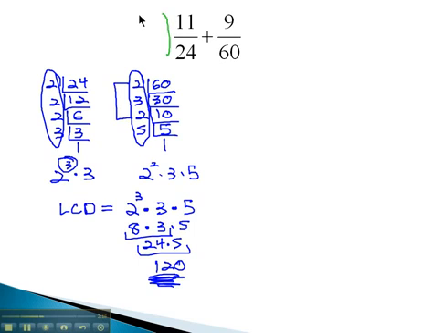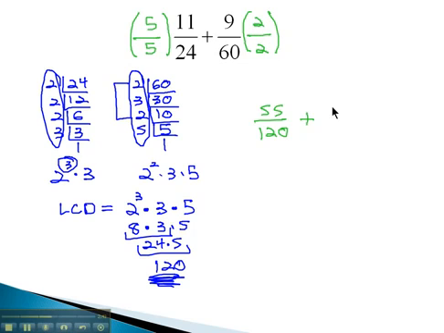So we want to build up each fraction to 120. What do we have to multiply 24 by to get 120? We multiply it by 5 in the numerator and denominator. This gives us 55 over 120, plus, what do we have to multiply 60 by to get the denominator we want of 120? We multiply by 2 in both the numerator and denominator. 2 times 9 is 18 over 120.